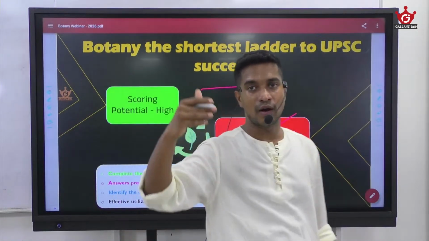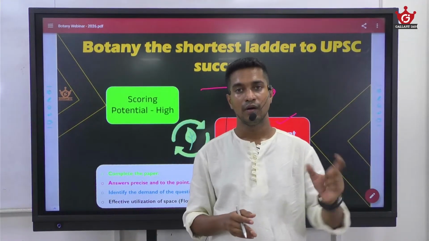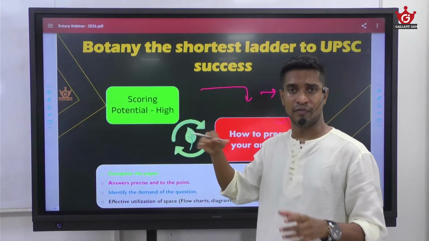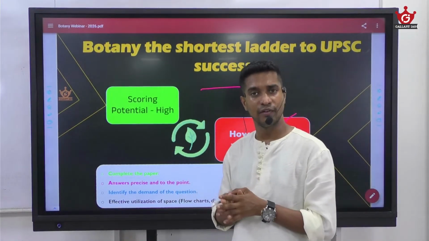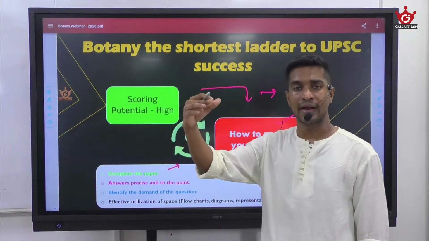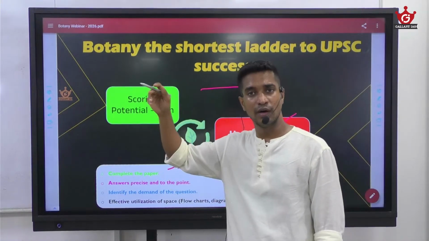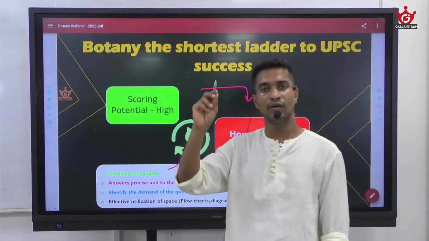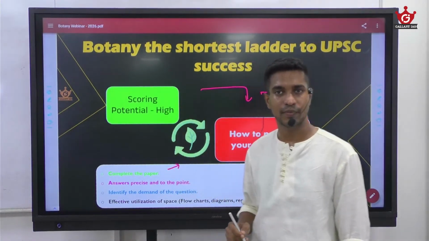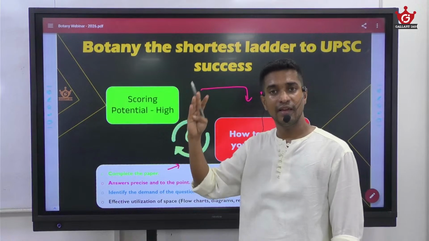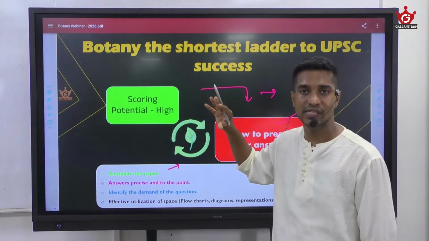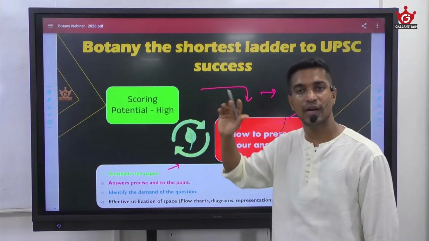Okay, so while looking at the optional paper, on the instructions page you can see that out of 8 questions we need to write only 5. Completing the paper means you have to complete the paper. The entire optional paper 1 is subdivided into section A and section B. In section A there could be 4 questions, and in section B there could be 4 questions. Altogether 8 questions will be there. Out of those 8 questions, you have to write only 5.